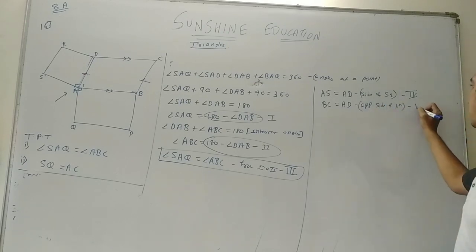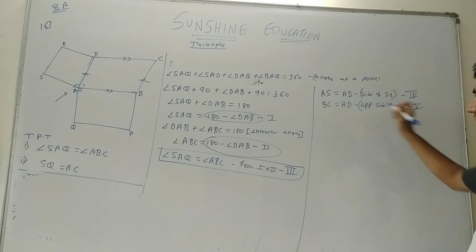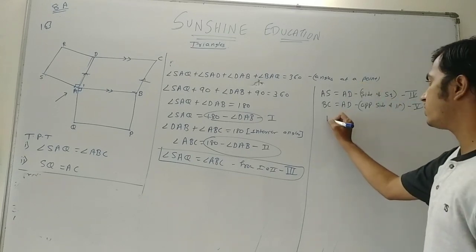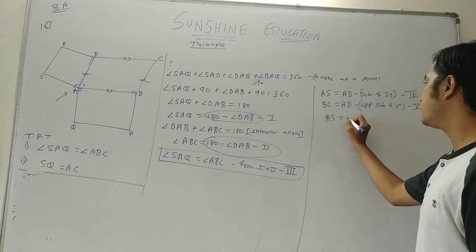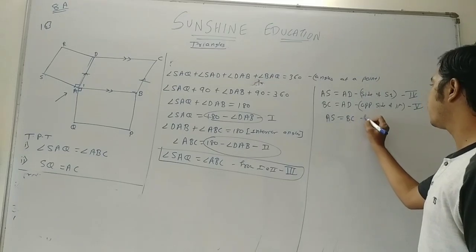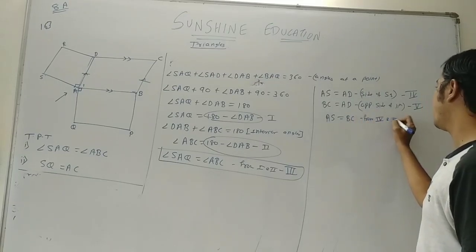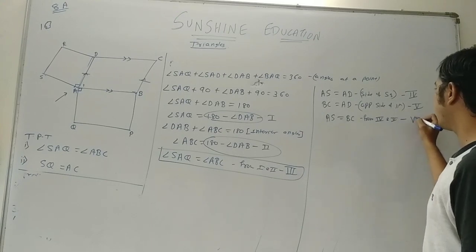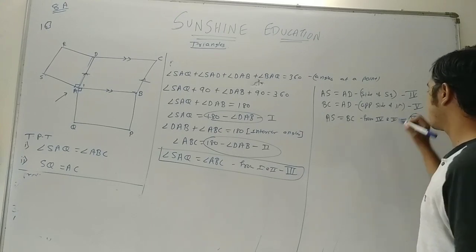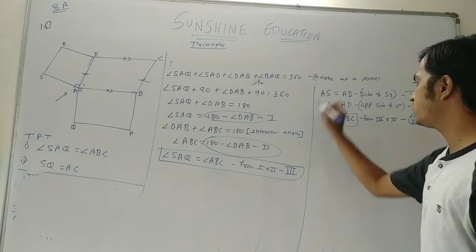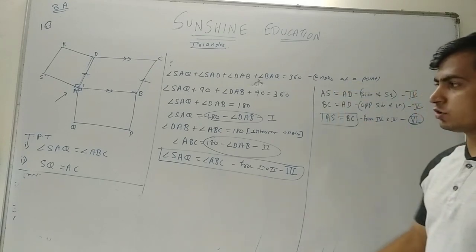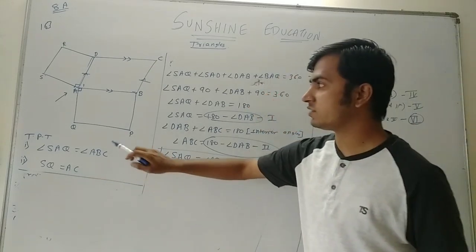Okay, I will give this number 5. From 4 and 5, you can see that AD is gone. Therefore, we have AS is equal to BC from 4 and 5. Okay, and I will give this as number 6. Remember this also. Now, we need to prove that SQ is equal to AC.